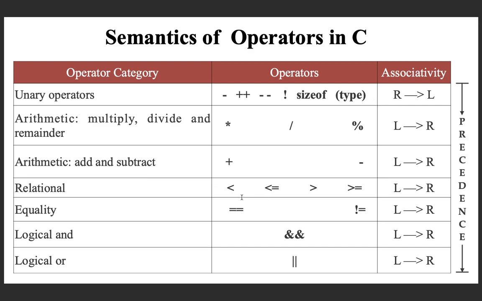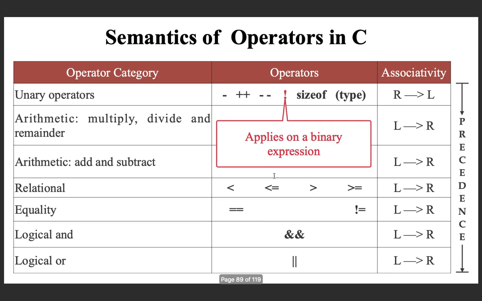Then you have relational and equality operators. Equality operators have less precedence than relational operators. And then comes logical AND and finally logical OR. So, this is the precedence and associativity for all the operators in the C programming language.